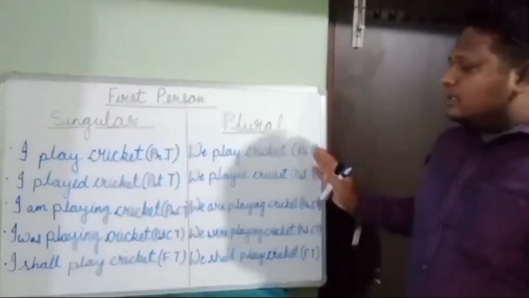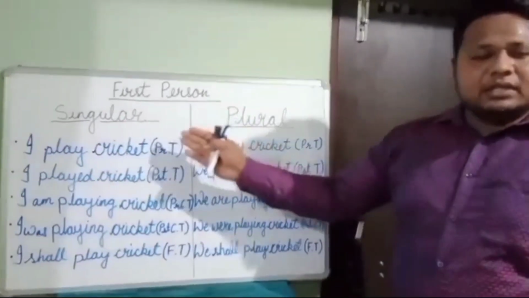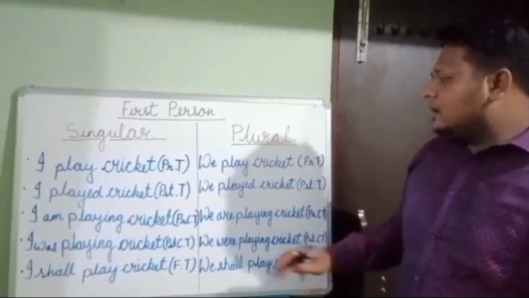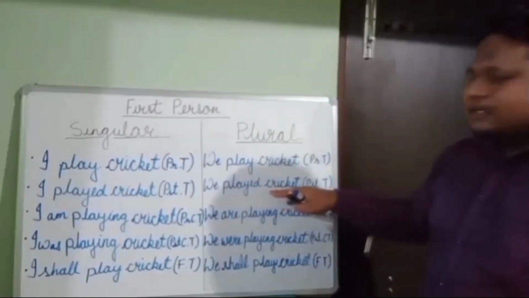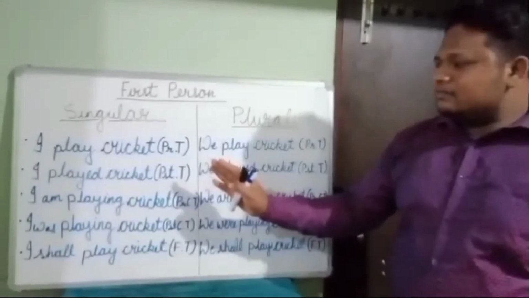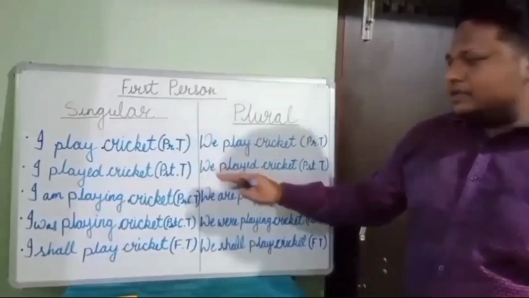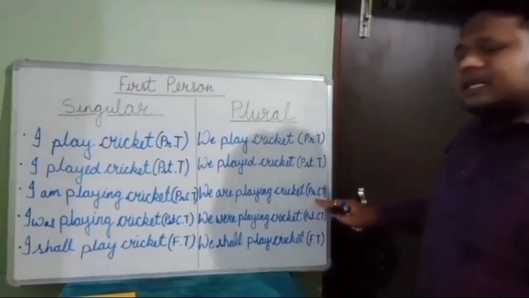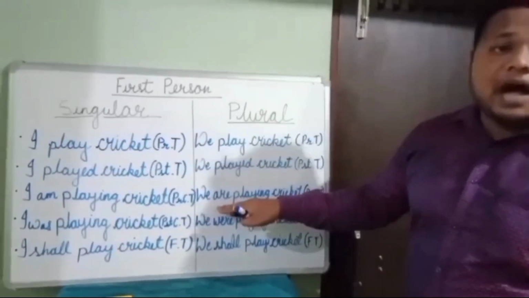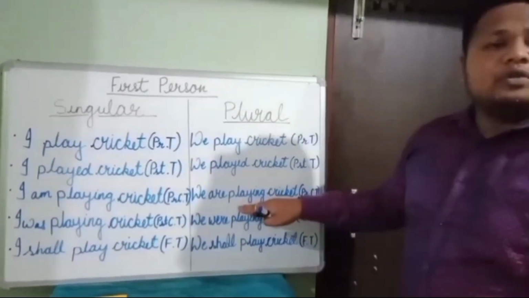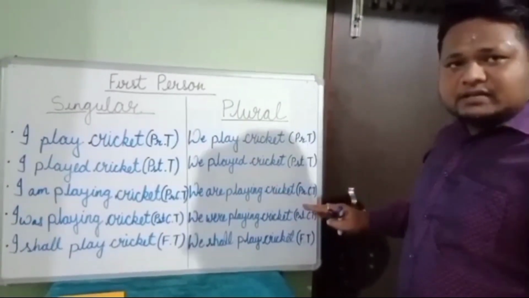Now in first person plural, that is we, when we is used as a subject. In present tense, the sentence becomes "we play cricket," quite similar to the first person singular. In past tense, it is "we played cricket," just the same as the first person singular. Only the subjects are different. In present continuous tense, we add the auxiliary verb are and the fourth form of verb, and the sentence becomes "we are playing cricket."